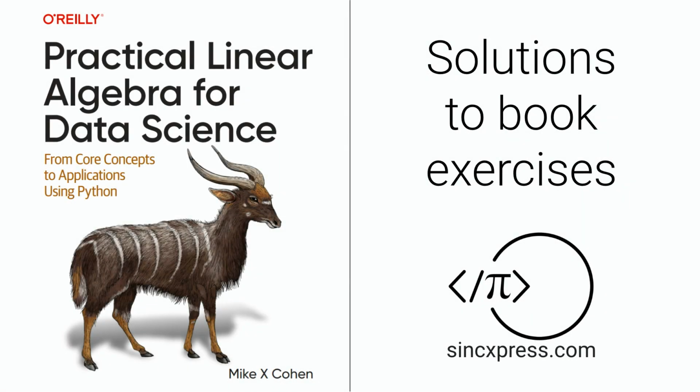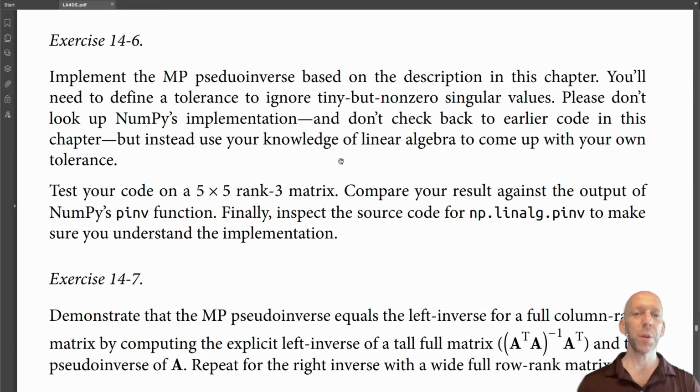The goal of exercise 6 in chapter 14 is to implement the Moore-Penrose pseudo-inverse algorithm based on the description that I provided in this chapter. Now, you already know, and you have been using this function, numpy.linalg.pinv, to compute the Moore-Penrose pseudo-inverse. But so far in previous chapters, I haven't really explained exactly how that algorithm works. But in this chapter, I did explain how that algorithm works.